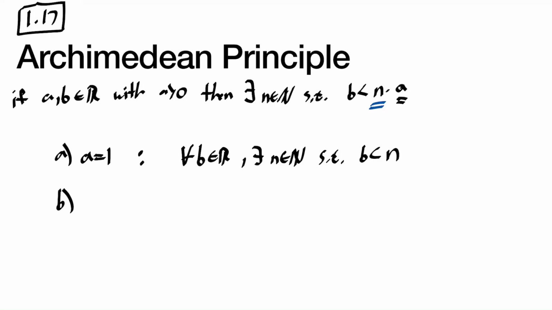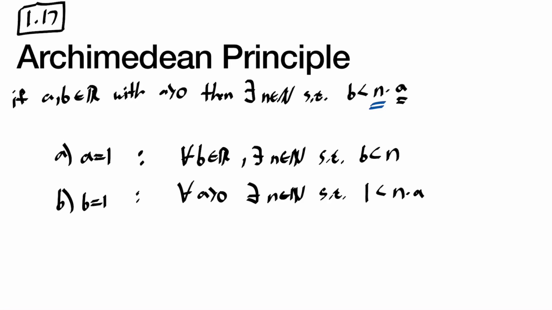Okay, the second corollary comes from what would happen if we wanted B to equal 1. And notice if we do B equals 1, then it says for all A greater than 0, there exists an n such that 1 is less than n times A.